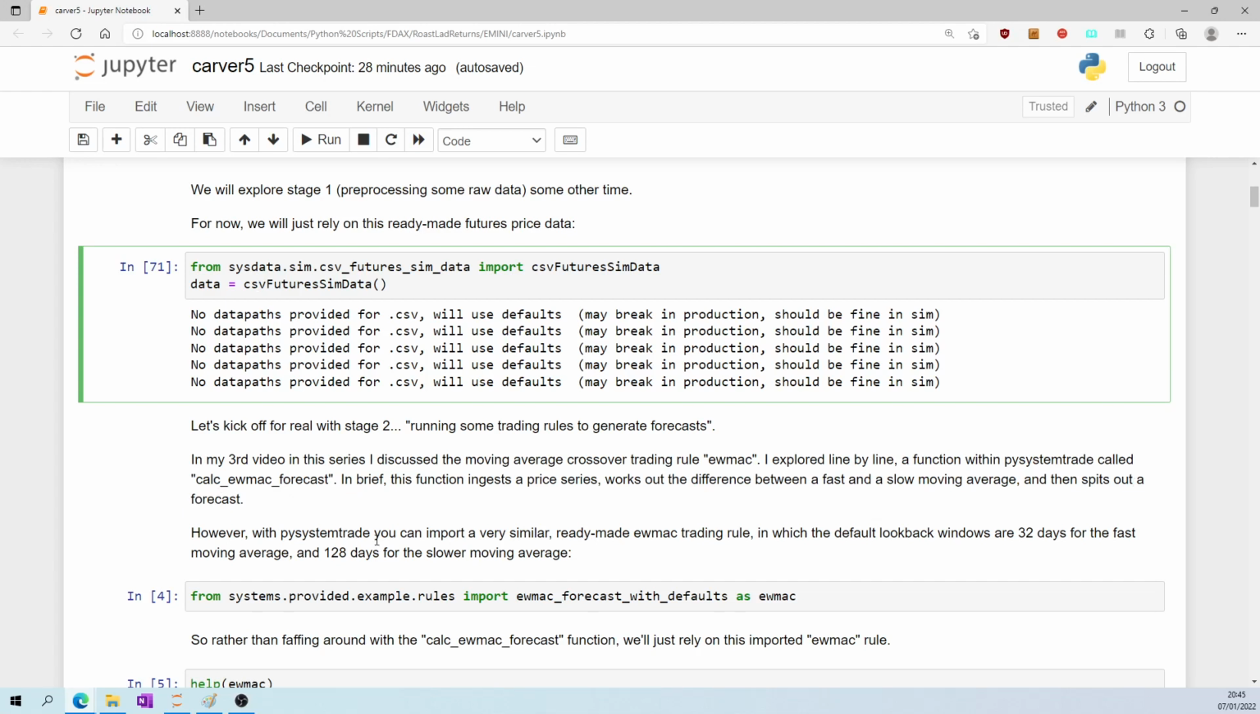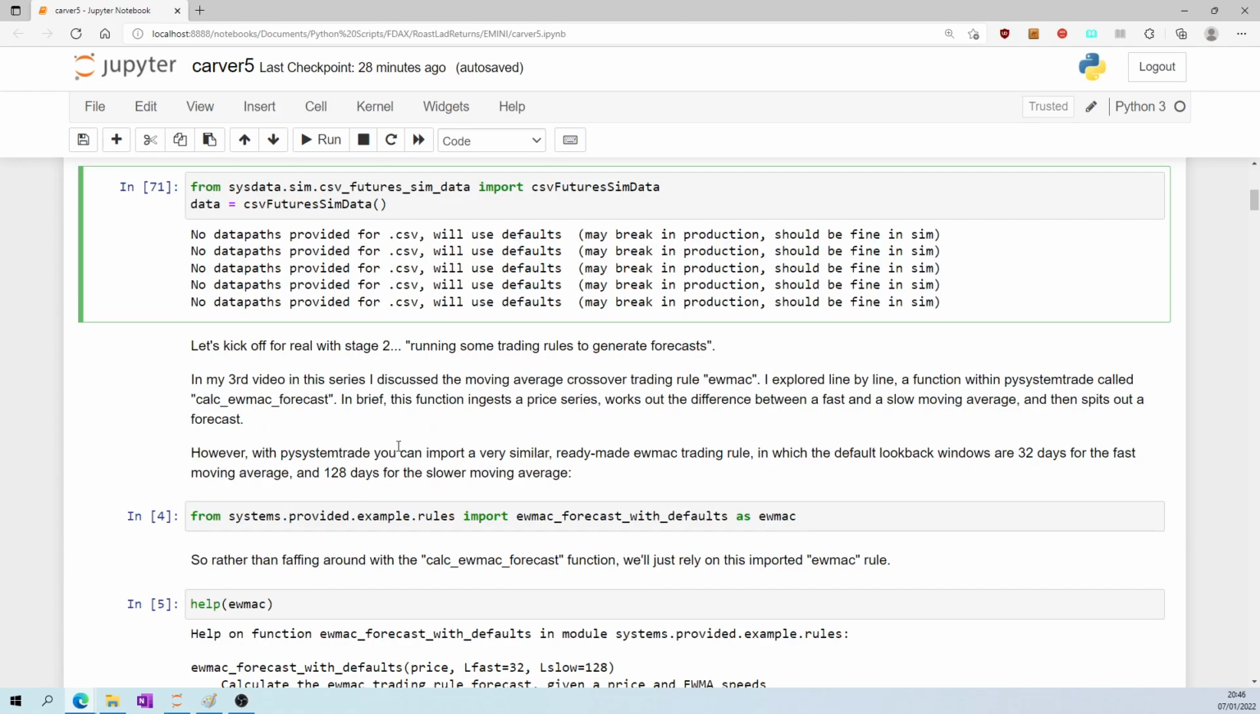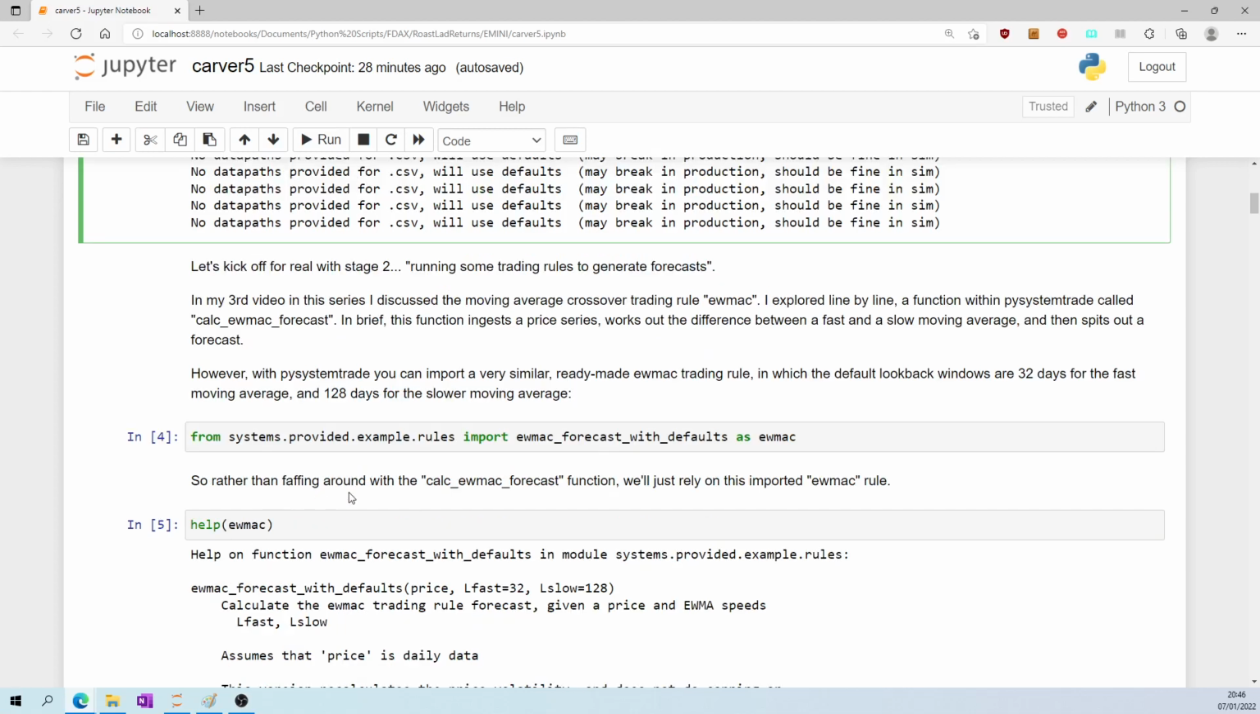However, with PySystemTrade, you can import a very similar ready-made EWMAC trading rule in which the default look-back windows are 32 days for the fast moving average and 128 days for the slower moving average. And that is imported with the following line of code: from systems import EWMAC forecast with defaults as EWMAC. So rather than faffing around with the calc EWMAC forecast function, we'll just rely on this imported EWMAC rule.